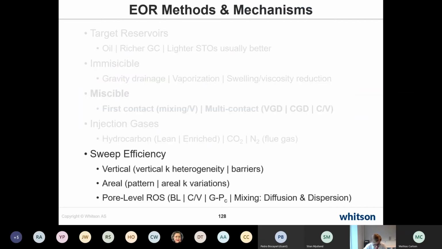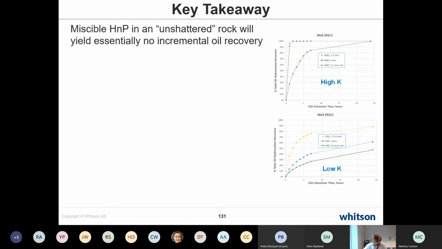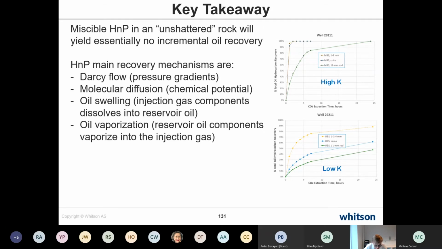Yeah, and this is just a summary for reference in the slide deck that I think is good. But the key takeaway is that miscible huff and puff in an unshattered rock will yield essentially no incremental oil recovery. We'll show the simulation evidence for that a little bit later, won't we, Stian? Yeah.